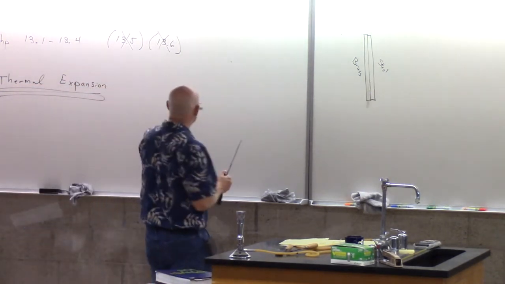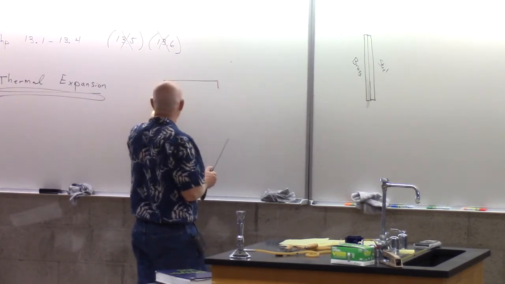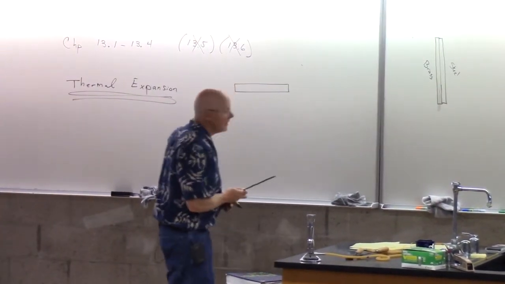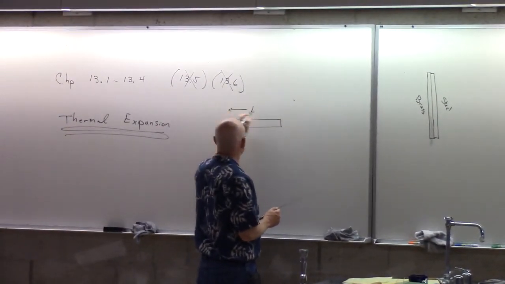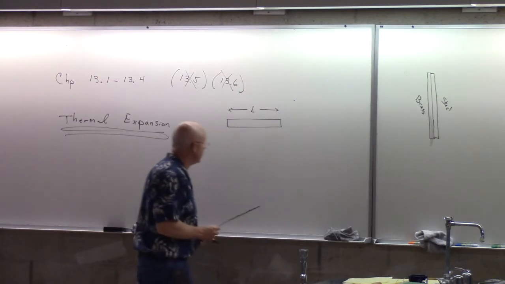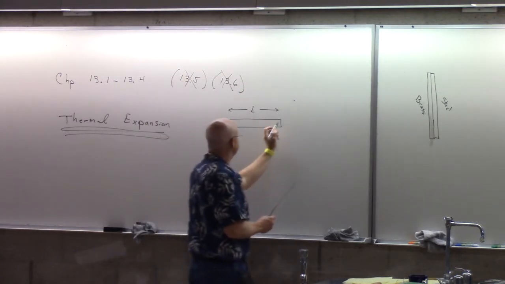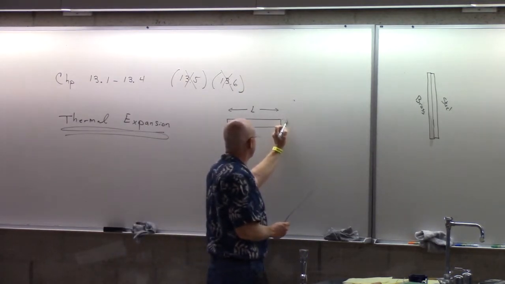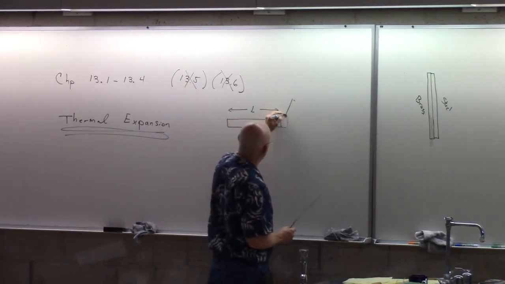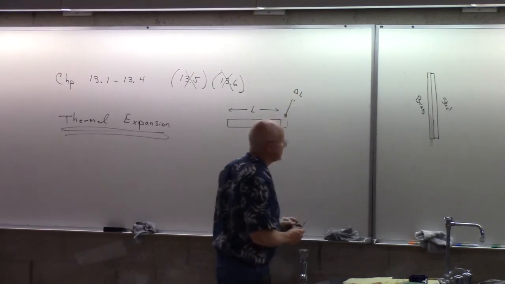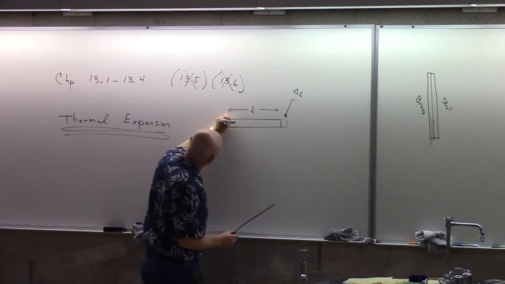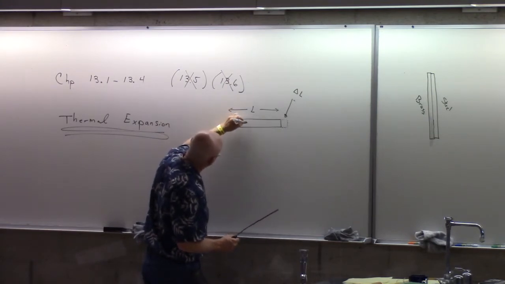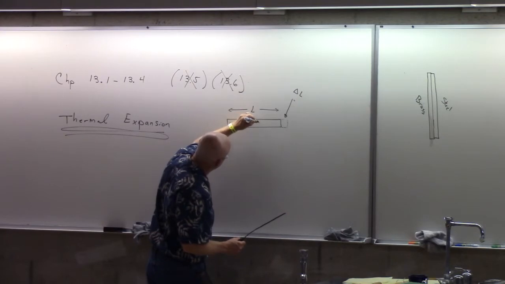And so if I was drawing a picture here, if I just took that metal rod there and said, okay, the metal rod has a length of L, and then when you warm it up, because the molecules need more space, it will grow by a delta L. Every little molecule would need more space.